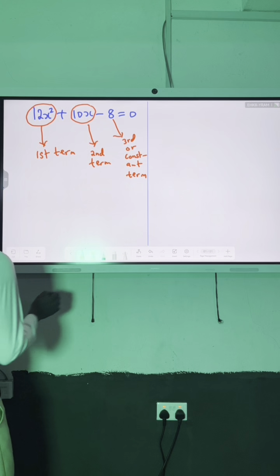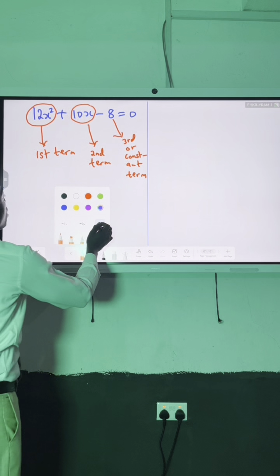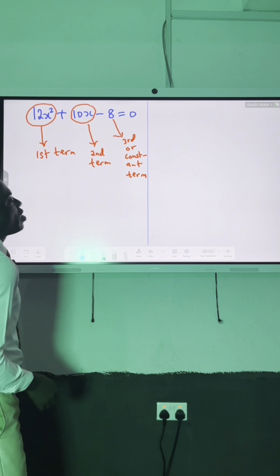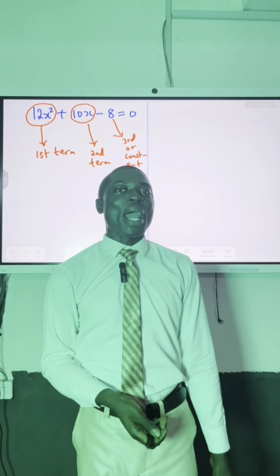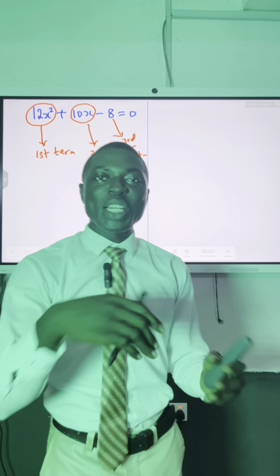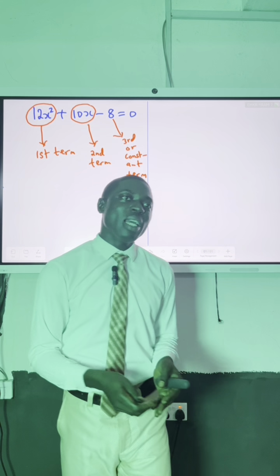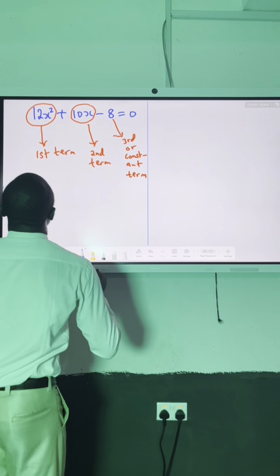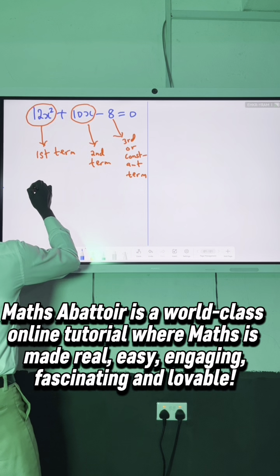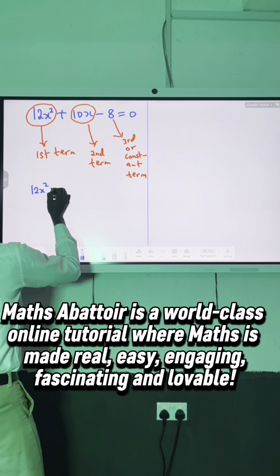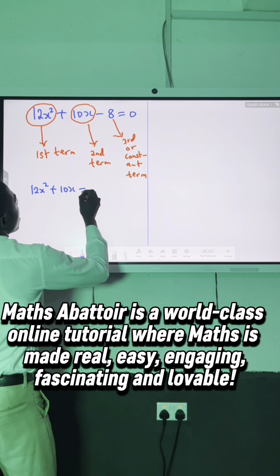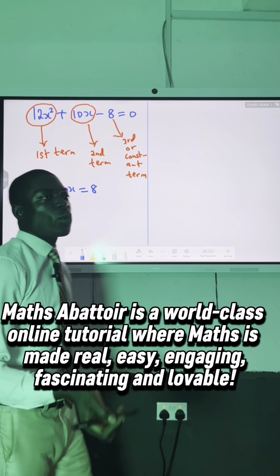All right. Now, the first thing to do when you want to solve this equation using the method of completing the square is to either divide all through by the coefficient of x squared, or isolate the constant term. Isolate it means you take it to the other side of the equality sign. So let's isolate the constant term. If we do that, we're going to have 12x squared plus 10x is equal to 8.